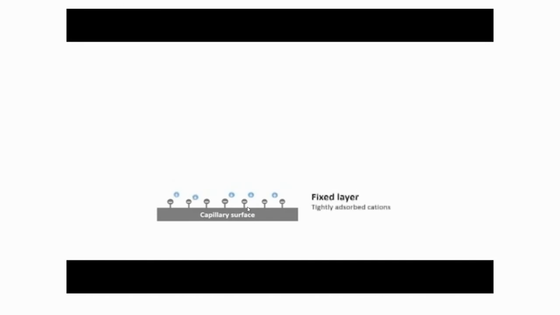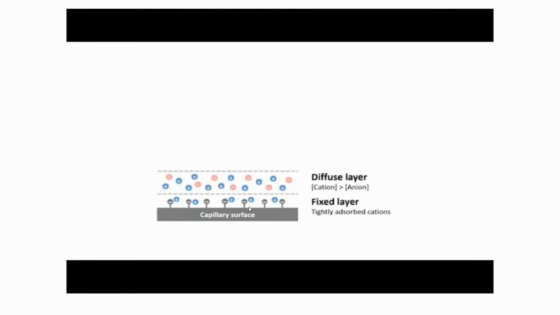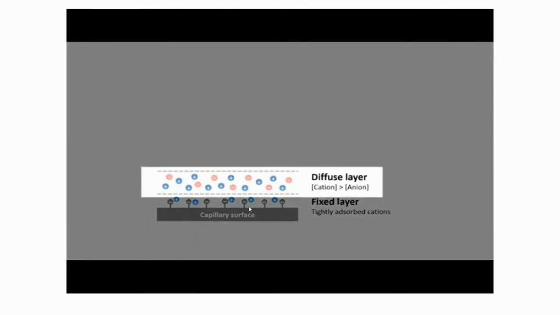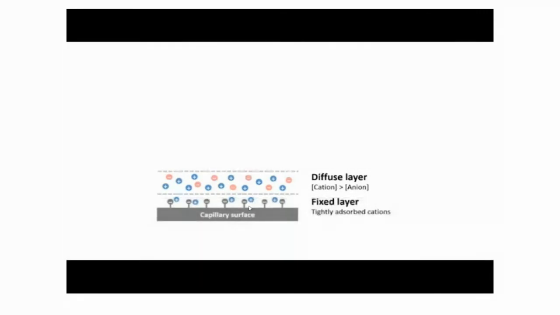The negatively charged surface will attract the positively charged cations from the buffer solution, forming a layer of tightly adsorbed cations, which is called the fixed layer on the silica surface. However, the tightly adsorbed cations can only partially neutralize the negative charge on the capillary surface. Therefore, the negatively charged surface can still attract more cations from the buffer solution. This forms a diffuse layer, where the concentration of cations is higher than the concentration of anions. Together with the fixed layer, these two layers are called the electrical double layer.